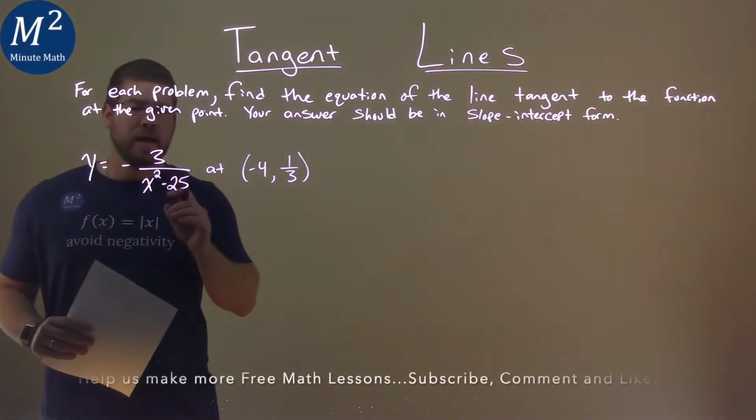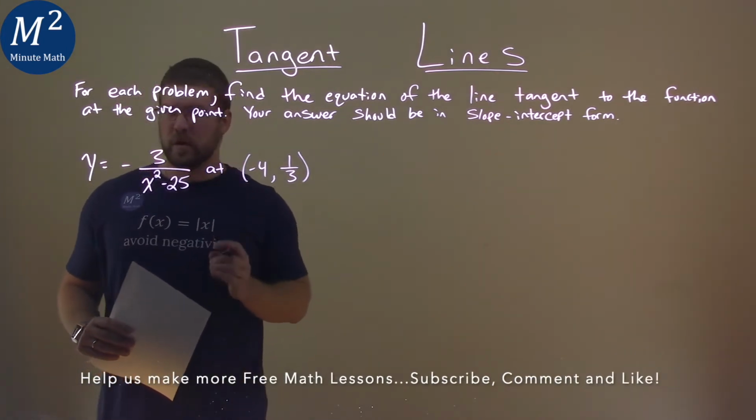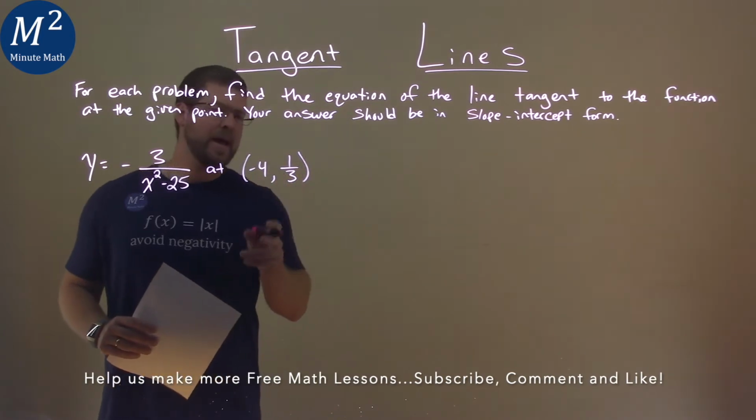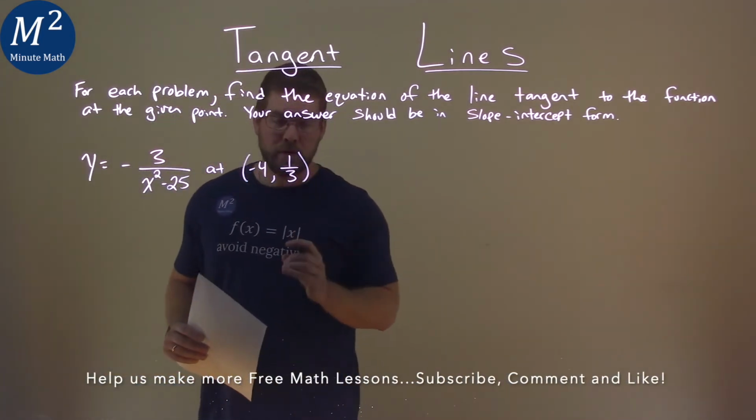We're given this problem right here. y equals negative 3 over x squared minus 25, and we want to find the equation of the line tangent to the function at negative 4, 1/3.